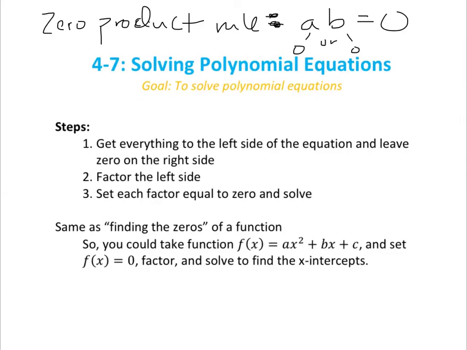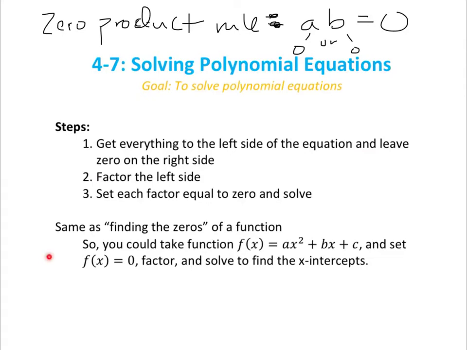Alright, so the steps to do this. If you have a polynomial in your equation, so any equation with exponents in it, you're going to want to first get everything on the left side of the equation and leave 0 on the right, then factor the left side. When we factor it, we're going to get something that looks a lot like this zero product rule, with probably more things involved in A and more things involved in B. Once you get set up like this, a times b equals 0, you can set each of those factors, a and b, to 0, because either a has to equal 0 or b has to equal 0, and you can solve for both of them. So you have multiple answers for a lot of these.